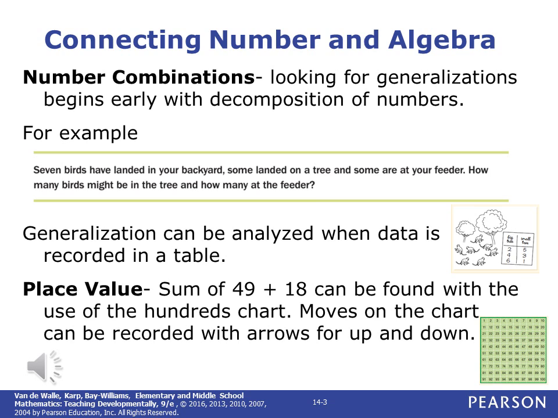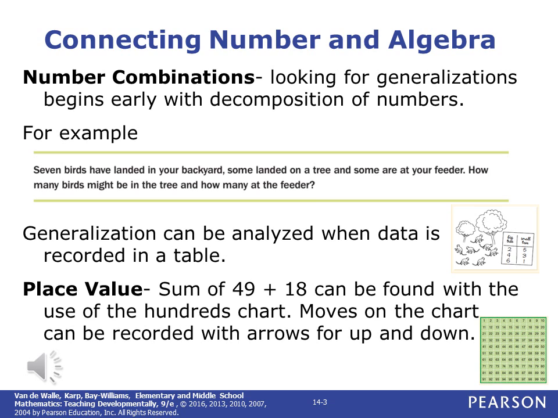On the last slide, you may have noticed that the first strand of algebra deals with structure in the number system. And we're going to look at 3 different ways to connect numbers to algebra. The first is through number combinations, and that begins in the early grades with decomposing numbers. For example, let's say you give your students the problem that's on the slide here, which states 7 birds have landed in your backyard, some landed on a tree, and some are at your feeder. How many birds might be in the tree and how many are at the feeder?